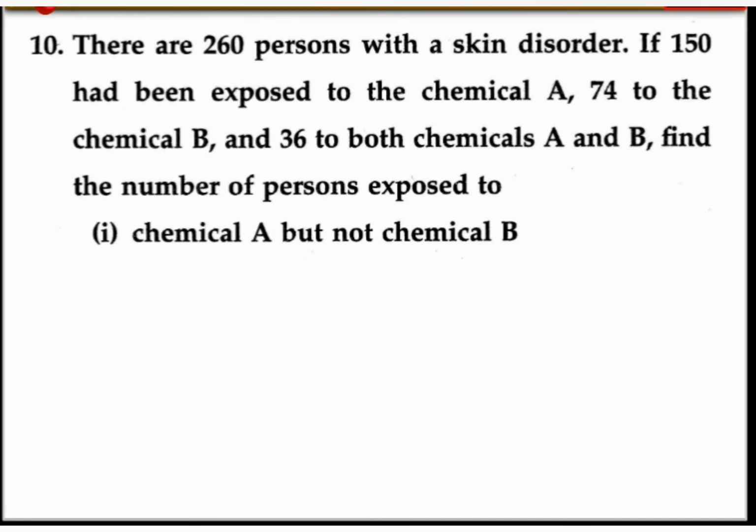Question number 10. There are 260 persons with a skin disorder. If 150 had been exposed to chemical A, 74 to chemical B, and 36 to both chemical A and B, find the number of persons exposed to number 1, chemical A but not chemical B.